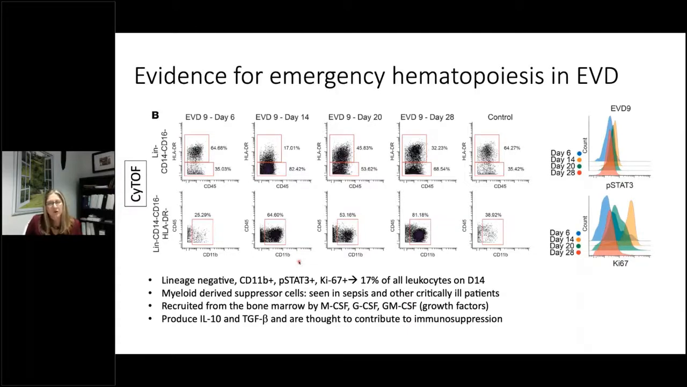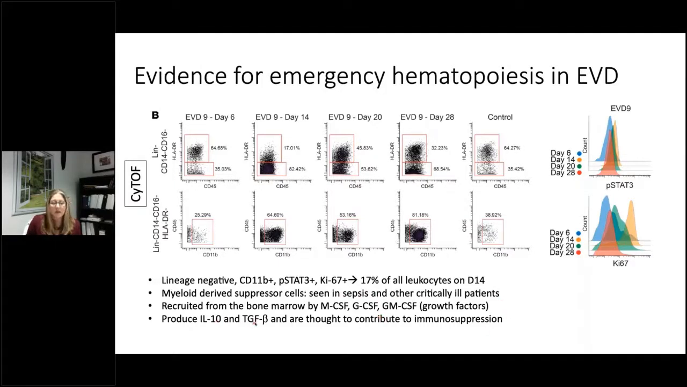We went to the literature to try to understand what these cells could be, and they seem to look like cells that are present in the blood during a process called emergency hematopoiesis. So B cells and T cells recognize antigens, and they proliferate in response to recognizing antigens. But myeloid cells are not antigen specific. So what happens is they get stimulated to be recruited from the bone marrow by expression of growth factors. And this population of excess myeloid cells have sometimes been called in the literature myeloid-derived suppressor cells because they're seen in sepsis and other critically ill patients, very similar to patients with Ebola virus disease.